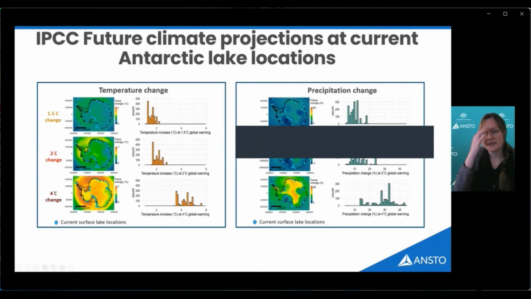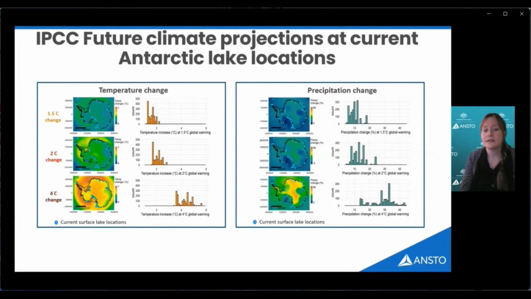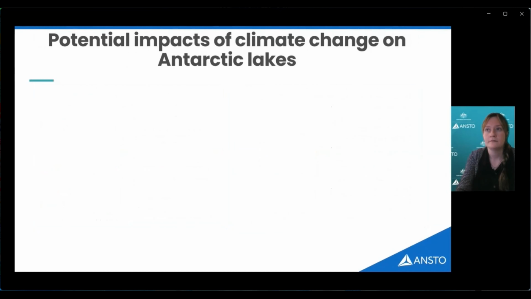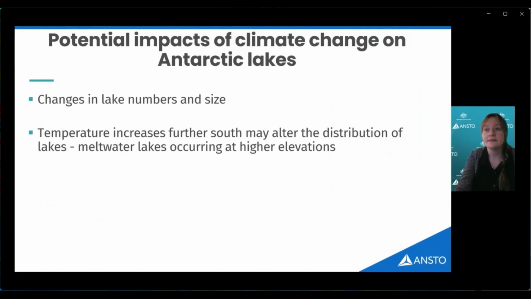And so what this tells us is that precipitation increases of around 5 to 52% are expected at current lake locations, depending on the degree of global warming, so 1.5, 2, or 4 degrees. And we're expecting temperature increases of between 1.2 to 5.6 degrees Celsius at current lake locations. What we can see is that there's a greater range of precipitation and temperature increases with greater global warming. And this will likely lead to changes in lake numbers and sizes.